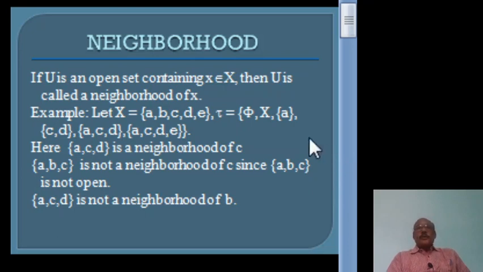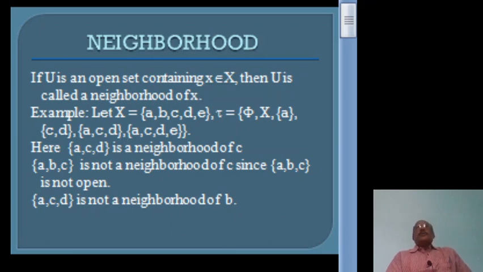Therefore, ACD is a neighborhood of C. Now what about ABC? ABC is not a neighborhood. Even though ABC contains the point C, this ABC is not a member of tau. So it is not an open set, therefore it is not a neighborhood of C. What about the set ACD? ACD is also not a neighborhood of B, because even though ACD is an open set, it does not contain the point B. Therefore ACD is not a neighborhood of B.